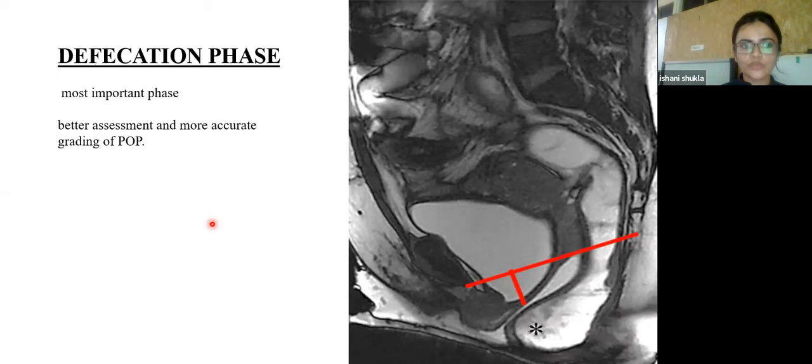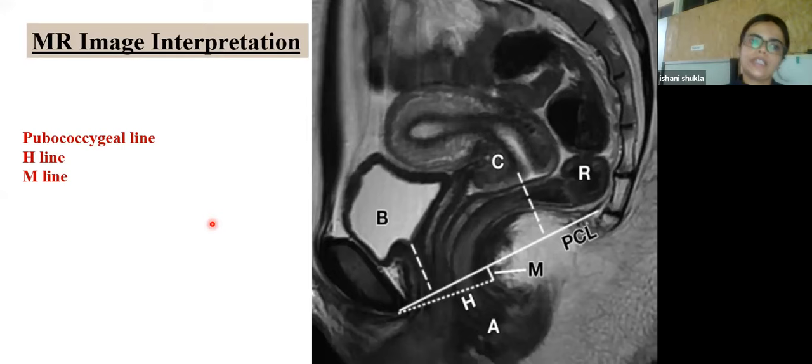So MR image interpretation, there are a few parameters which we have to see on the MR image. Coming to the most important one, which is the pubococcygeal line. This line is drawn from the inferior border of the pubic symphysis to the sacrococcygeal joint.